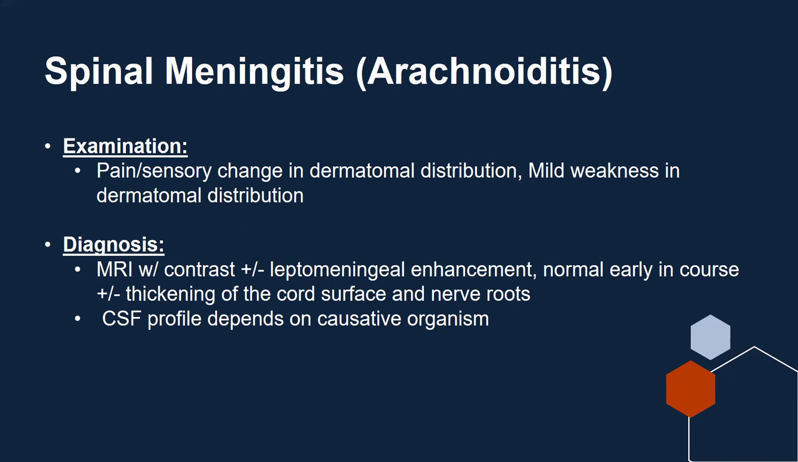In terms of diagnosis, MRI with and without contrast may be normal early on in the disease, but later may show some leptomeningeal enhancement. Aside from enhancement, there can also be thickening of the cord surface, thickening of the nerve roots and cauda equina, and there can be even pockets of CSF or pus that develop in the late stages of infection. The CSF profile mainly depends on what type of organism causes it, whether it's bacterial, fungal, or viral in nature.